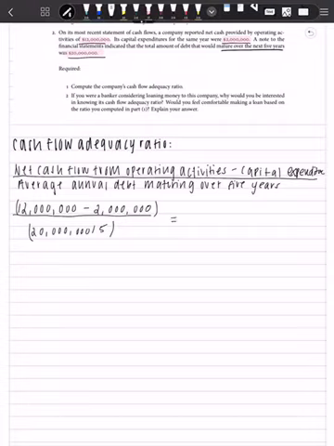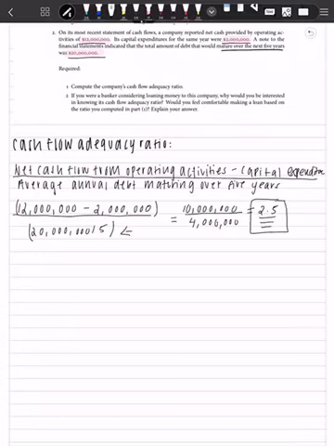On the top, we have our 10 million over our 4 million, which we get by computing what we have on the bottom already, and this gives us a ratio of 2.5. So for part 1 of this question, the company's cash flow adequacy ratio is 2.5.